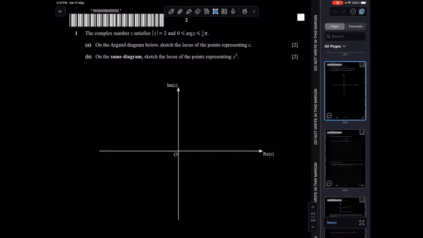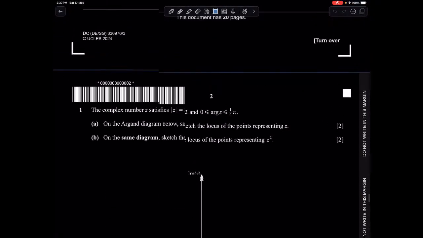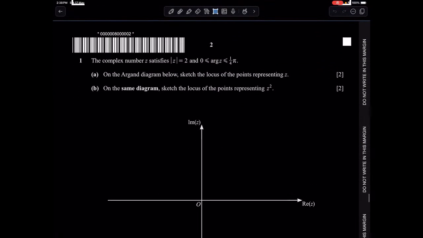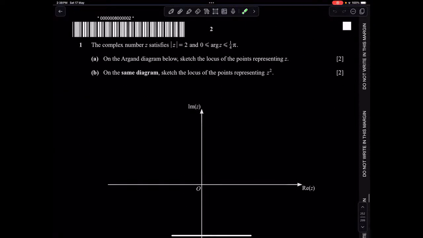In this class, I will do some important questions of complex numbers. Let's begin the class. This question is from November 24, paper 33. Question number 1.